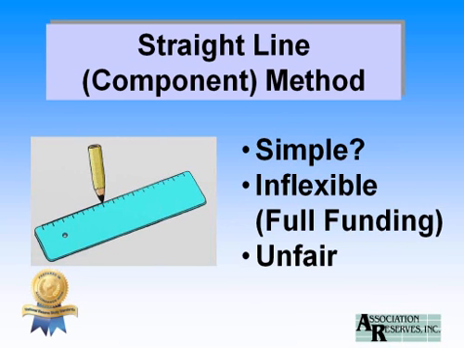The component method has a reputation as being simplistic, and you'll see that that indeed is a problem when you apply it to a real-world situation. It's inflexible in that it only directs an association towards full funding, and it does so rapidly. It has a reputation as being unfair because it rapidly, and perhaps too rapidly, pushes an association towards full funding.